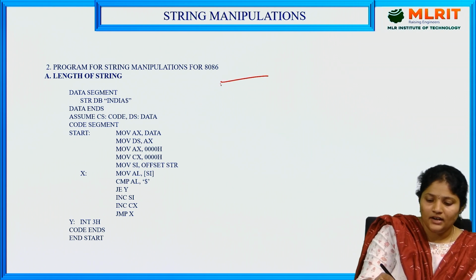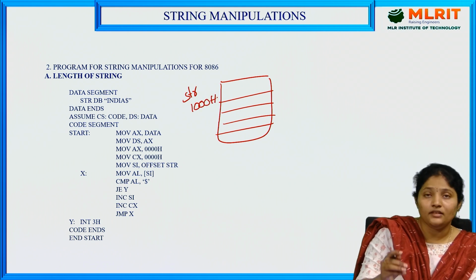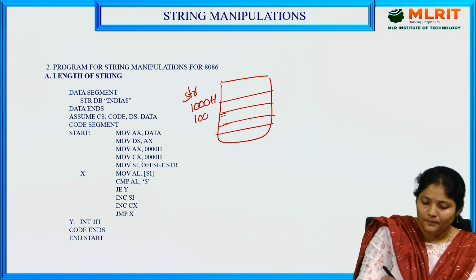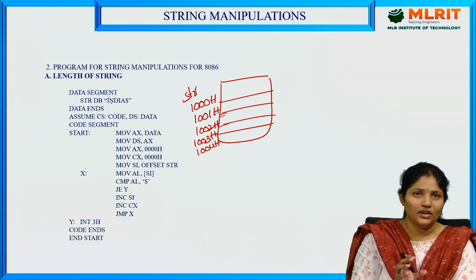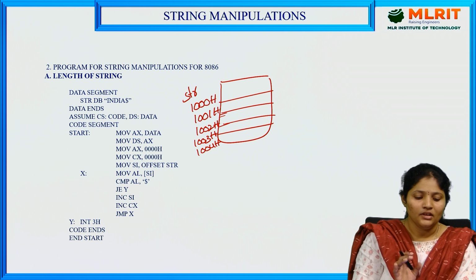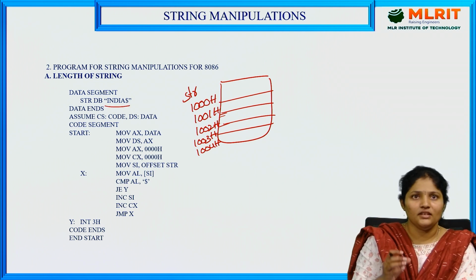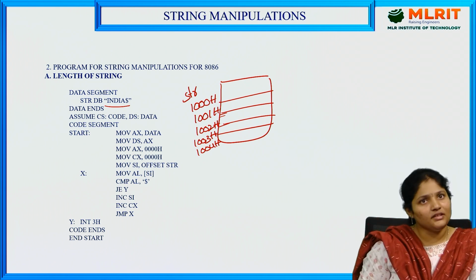Here str is the label where the string is stored. I am taking the offset as 100H. This is the complete example. I am taking the offset randomly. Now what is the string? Here the string is mentioned in two inverted commas. Dollar is the representation that the string ends there.